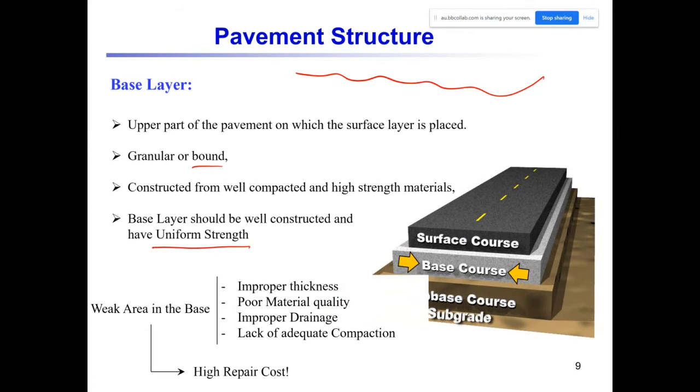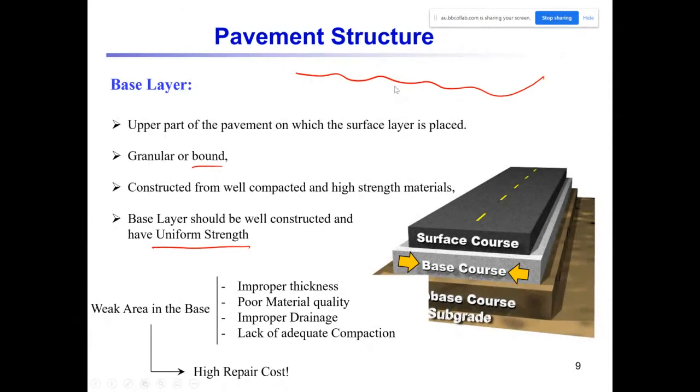So it is important when you construct the base layer, you need to provide a uniform strength. And also you should keep in mind that the design of the base layer is very important. If you do not, for example, provide a proper thickness for the layer, that can cause permanent deformation at the surface, and the cost of repair will be very high. So we need to be very, very careful with the design of the base course.